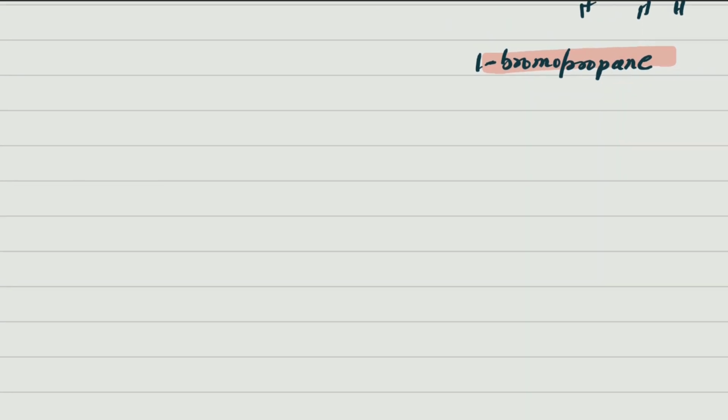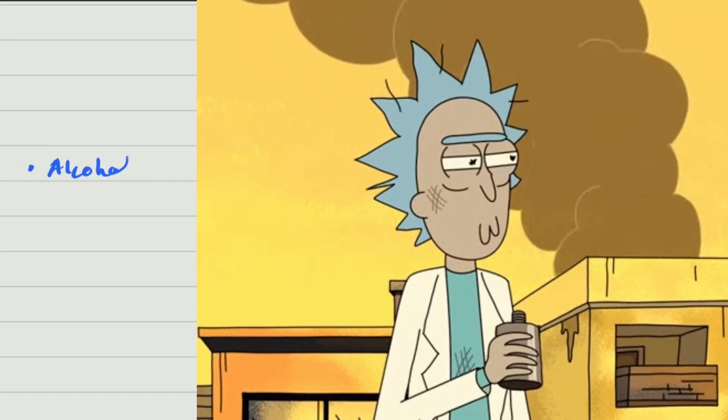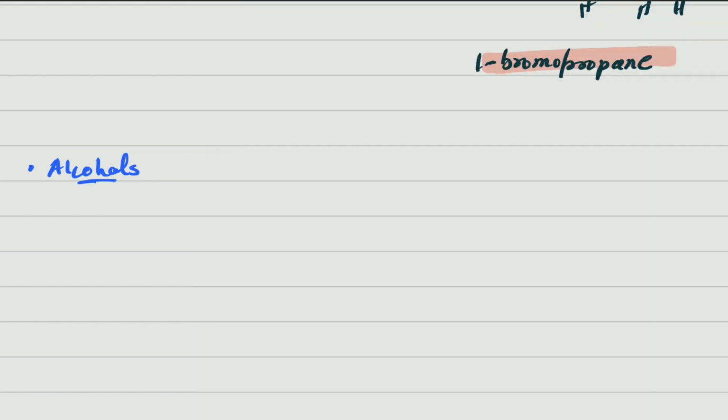The next homologous series is going to be the alcohols. Okay, now how do you identify the alcohol? What is going to be the functional group for the alcohol? Well, you will have an OH connected to one carbon. There must be an OH, and it must be connected to one carbon. This OH is called the hydroxyl group.